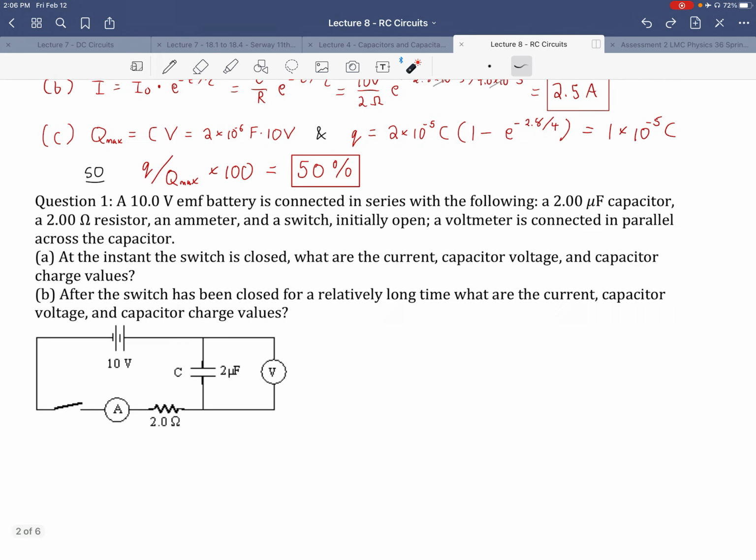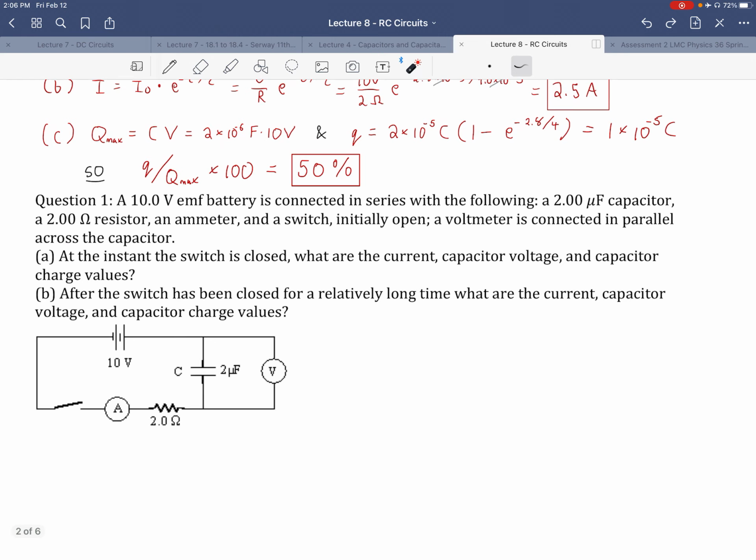All right, let's do a quick concept question before we do a few other practice problems. This is about the idea of the initial and final states of a capacitor. A 10-volt EMF battery is connected in series with a 2 microfarad capacitor and a 2 ohm resistor. An ammeter and a switch, initially open, and a voltmeter is connected in parallel across the capacitor. At the instant shown, the switch is closed. What are the current, capacitor voltage and capacitor charge values at the very instant when it's first closed?